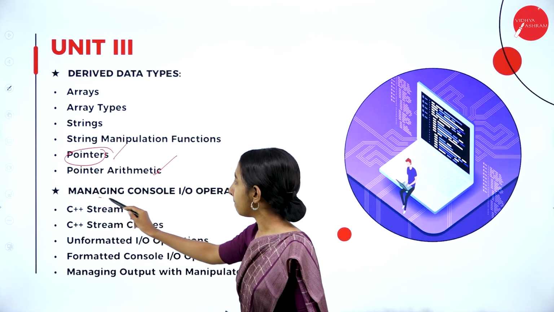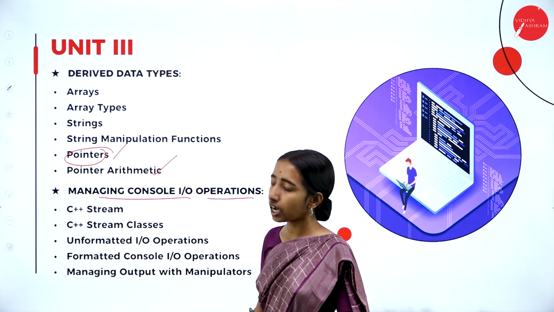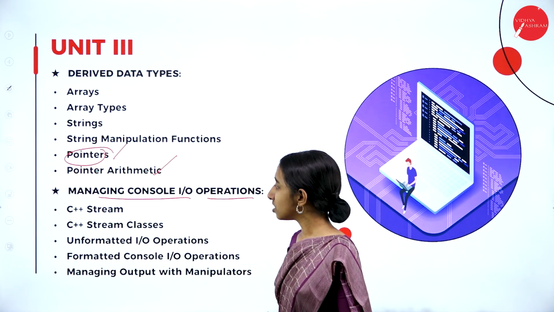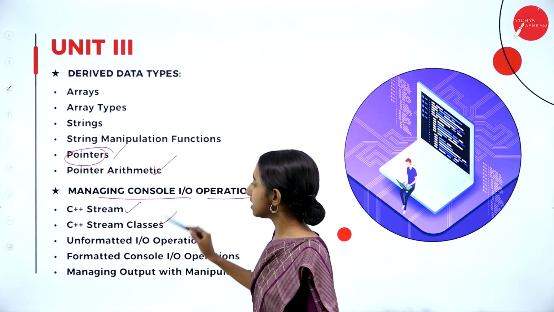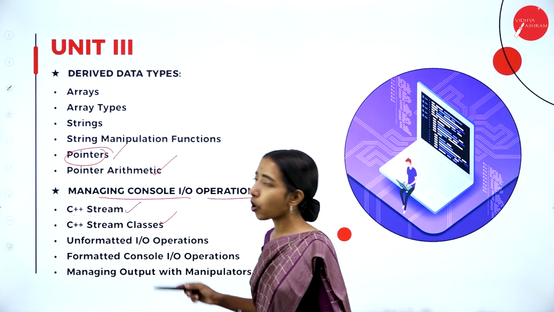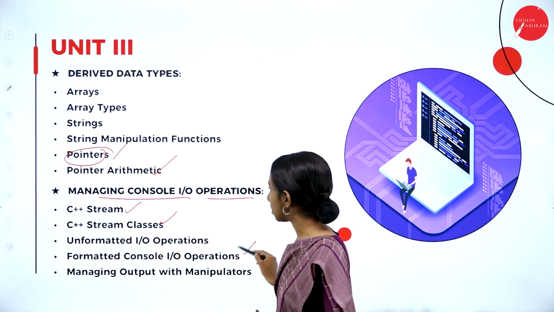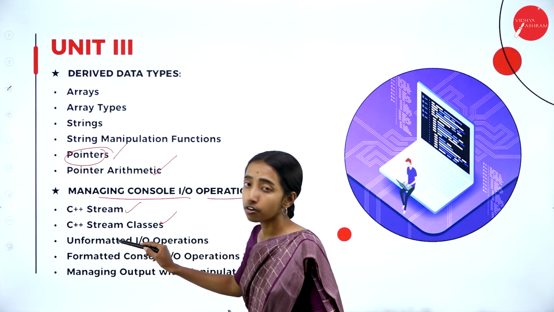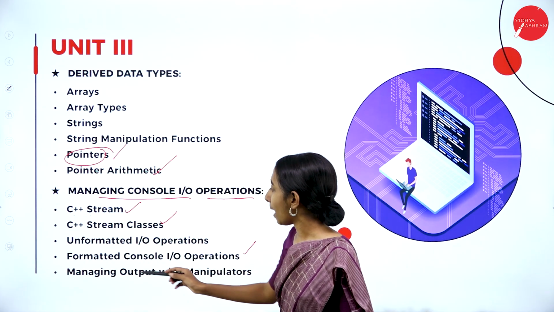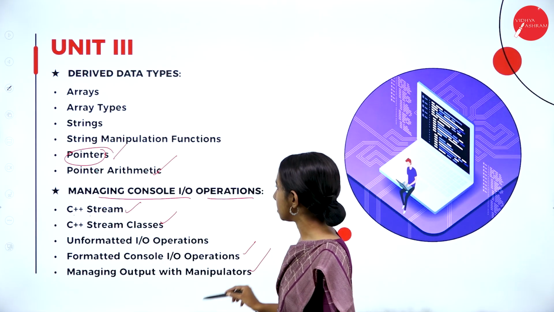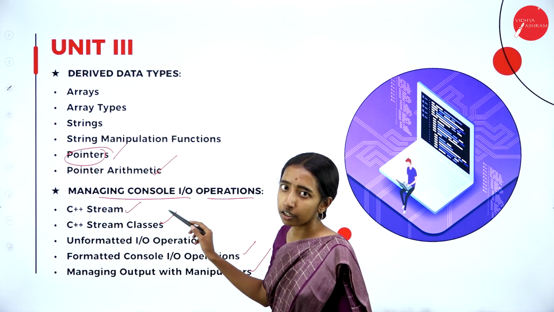Last, we are having managing console I/O operations. I/O means input, output, operations. So we are having C++ string, C++ stream classes, unformatted I/O operations and formatted console I/O operation. What is the difference between unformatted and formatted console I/O operation and managing the output with manipulators? We are going to see the main operation that we do in the input and output.